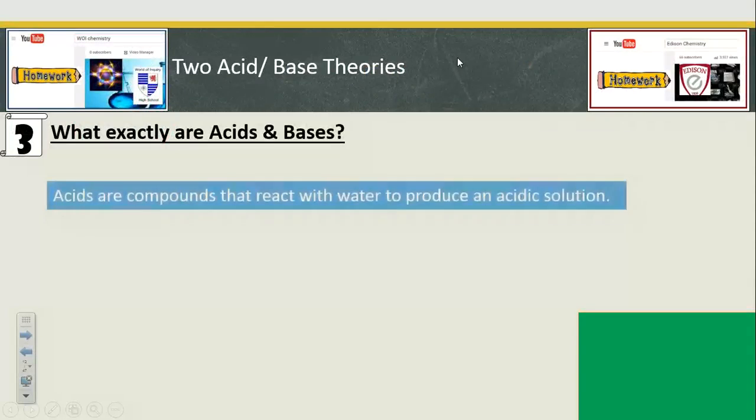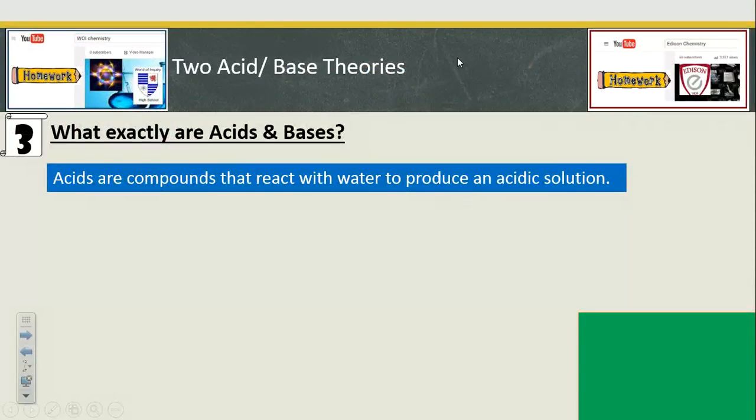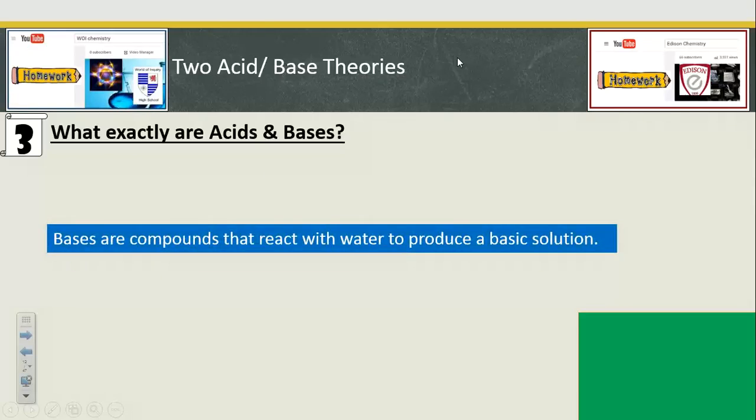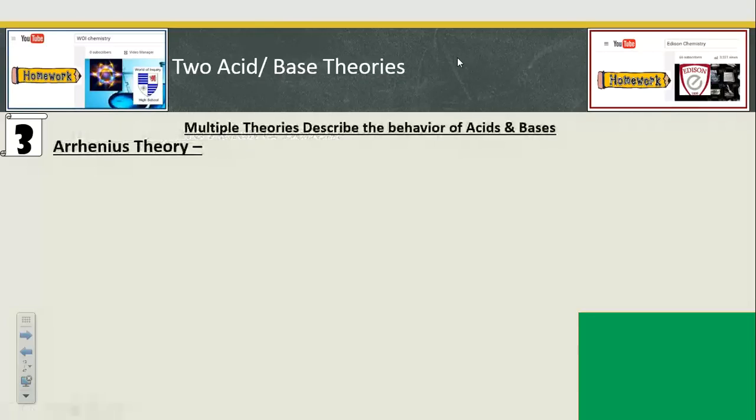I've mentioned this in the previous videos, but now we're going to go into detail. Acids are compounds that react with water to make an acidic solution. Any compound that reacts with water and makes it acidic is considered an acid. Bases are the opposite. They're compounds that react with water to produce a basic solution. So anything that makes the solution basic is considered a base. It's a simple, basic, overarching theme.